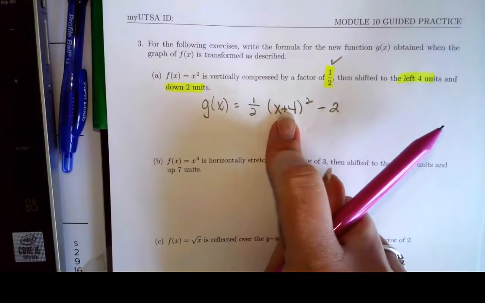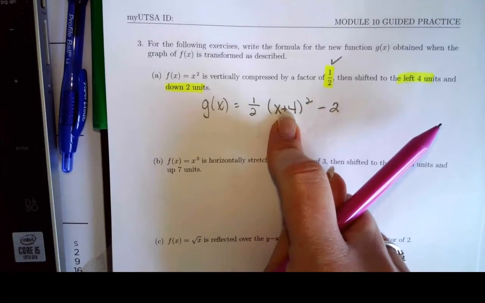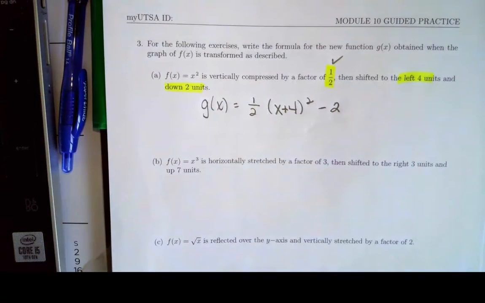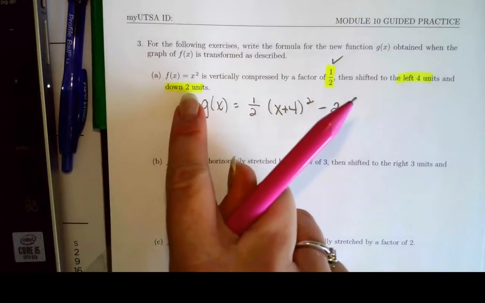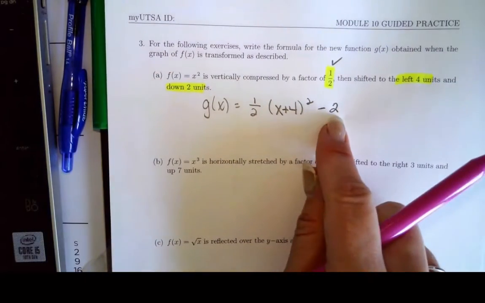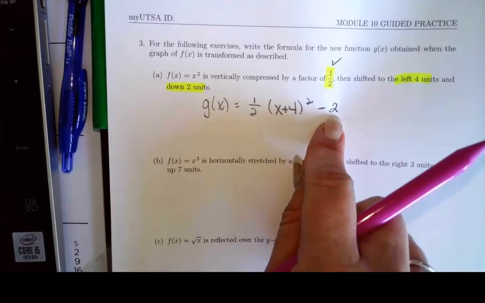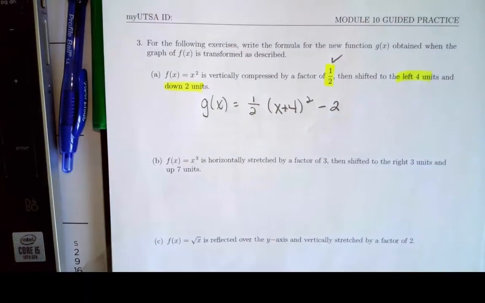Left, right is going to go inside with the x. Okay, anything horizontal is going to go inside with the x. Inside of parentheses, inside of a radical, inside of a denominator, whatever. It's going to go inside. And then it says go down 2 units. So up, down, you do what it says to do on the outside of the function. So that says grab this thing and drop it down 2.